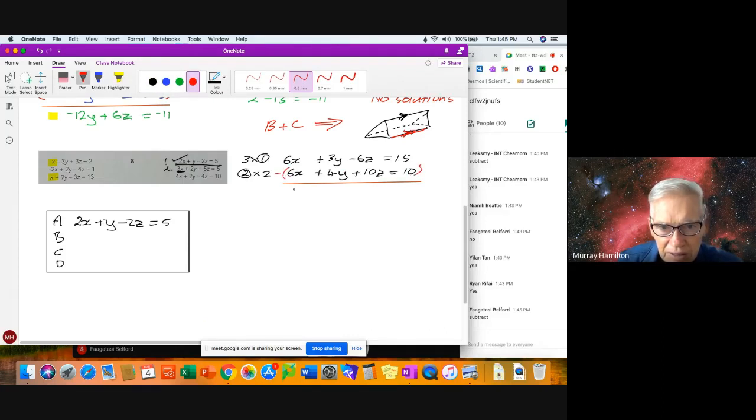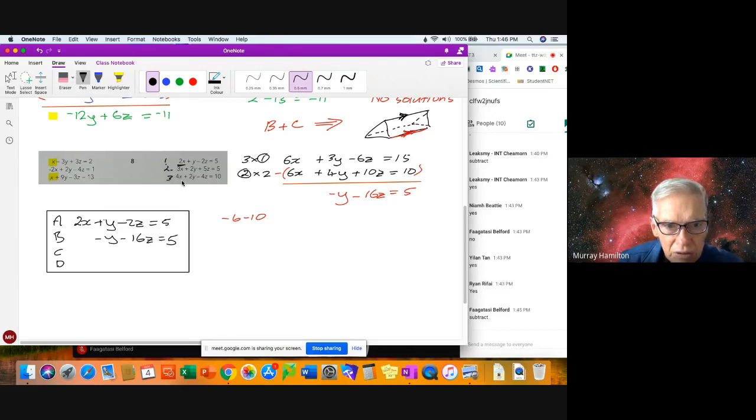6x minus 6x is nothing, which is what we want. 3 minus 4 is negative 1y. Negative 6 minus 10 is negative 16z. And 15 minus 10 is 5. So there's equation B. That is negative y minus 16z equals 5.